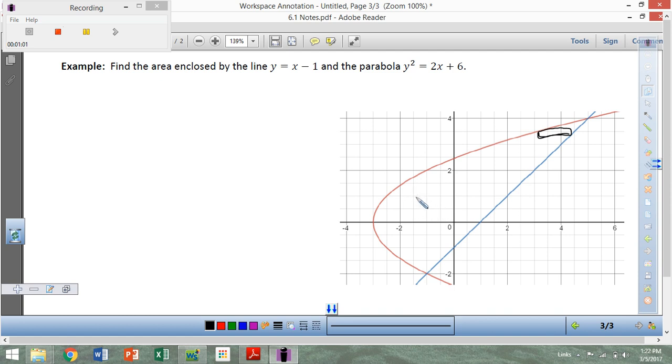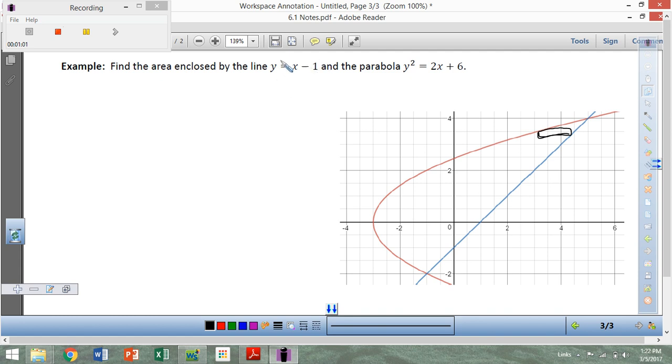And so if your rectangles need to be oriented horizontally like that, you need to make sure that the functions are written in terms of y. Okay, so you want it written for x in terms of y, and we're going to integrate the same way, find the same area. It's just that our functions need to be in terms of y, and we're going to integrate with respect to y instead of x.